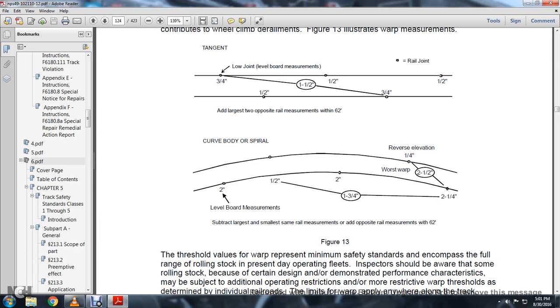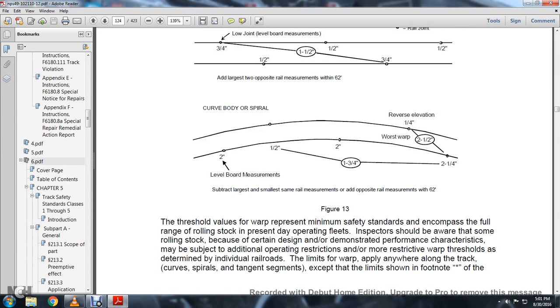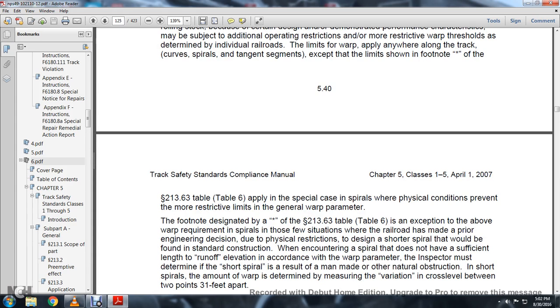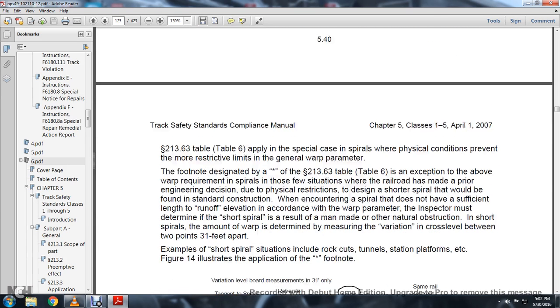The threshold values of the warp represent the minimum safety standards encompassing the full range of the rolling stock of the present operating fleets. Inspectors should be aware that some rolling stock, because of certain designs, may have performance characteristics subject to additional operating restrictions and or restrictive warp thresholds as determined by the individual railroad. The limits of the warp apply anywhere along the track, curves, spirals, and tangent segments, except as shown in the footnote of Section 213.63, Table 6, applying to special cases of spiral with physical conditions preventing compliance with the more restrictive limits of the general parameter.